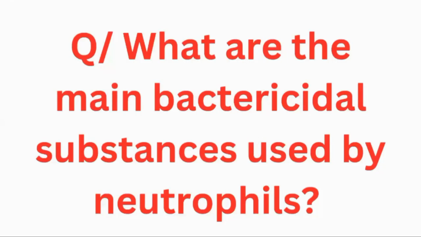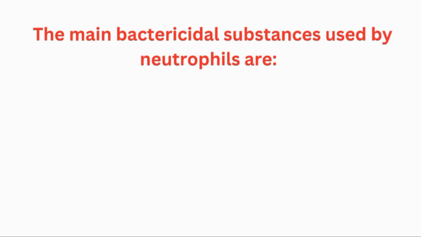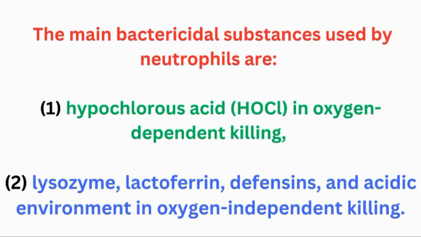What are the main bactericidal substances used by neutrophils? Well, bactericidal substances are substances that kill bacteria. Now, what are those substances? Number one, we have hypochlorous acid in oxygen-dependent killing. We also have, number two, lysozyme, lactoferrin, defensins, and acidic environment in oxygen-independent killing.